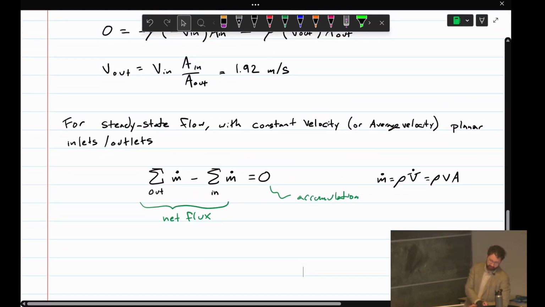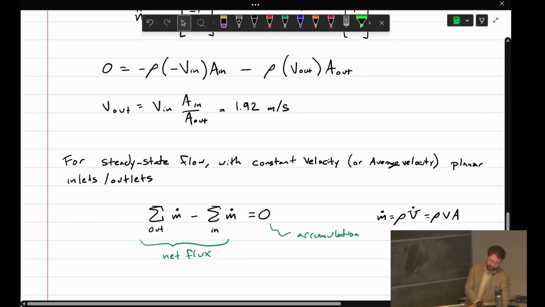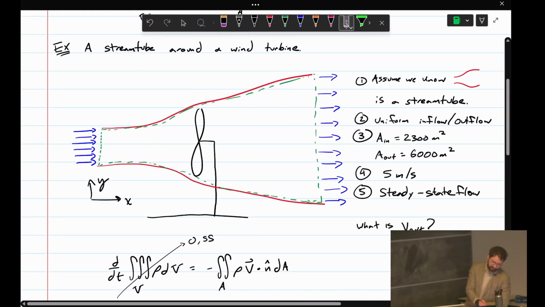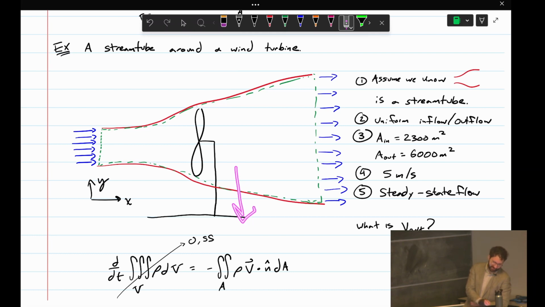This applies to flows that aren't just in the stream tube. So if there was flow outside of the stream tube boundaries, we would just account for that as an additional outlet in our summation there. But we would have to assume constant velocity and constant n hat along that, which wouldn't hold. So if we had flow for this, you couldn't use that equation.